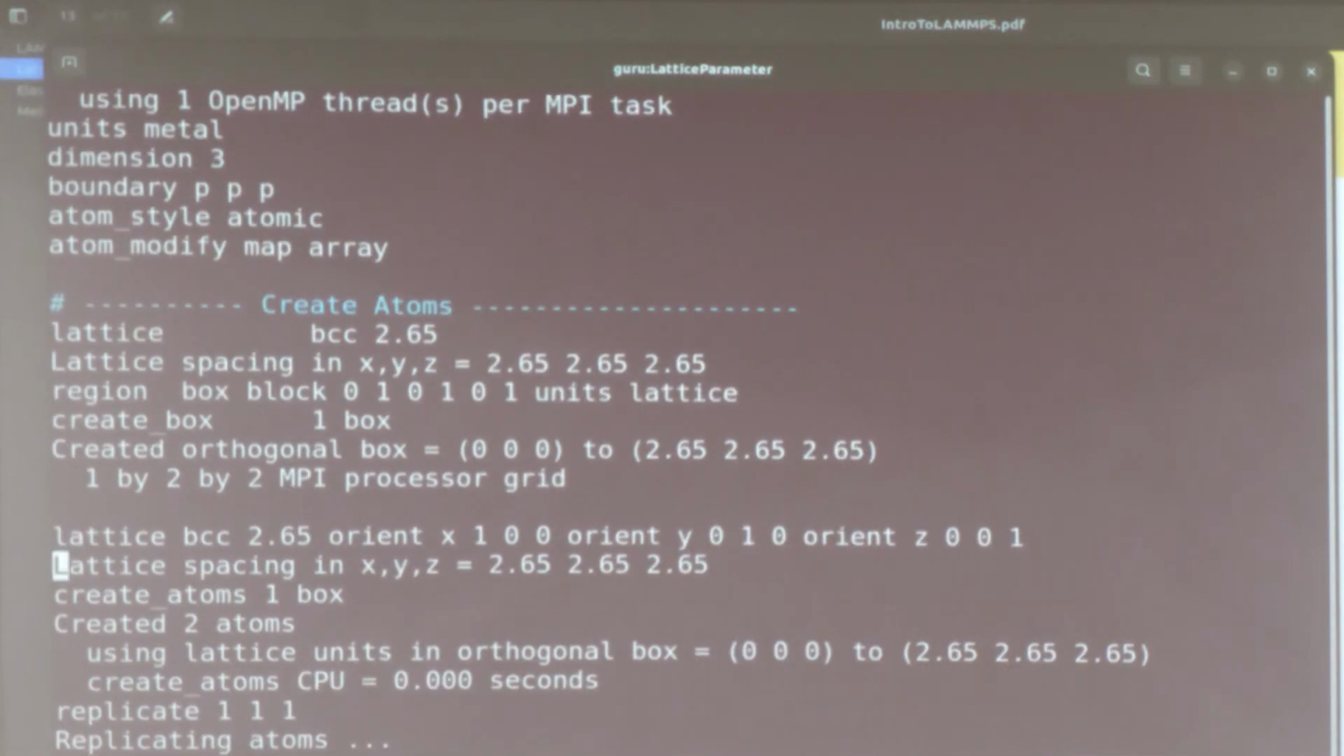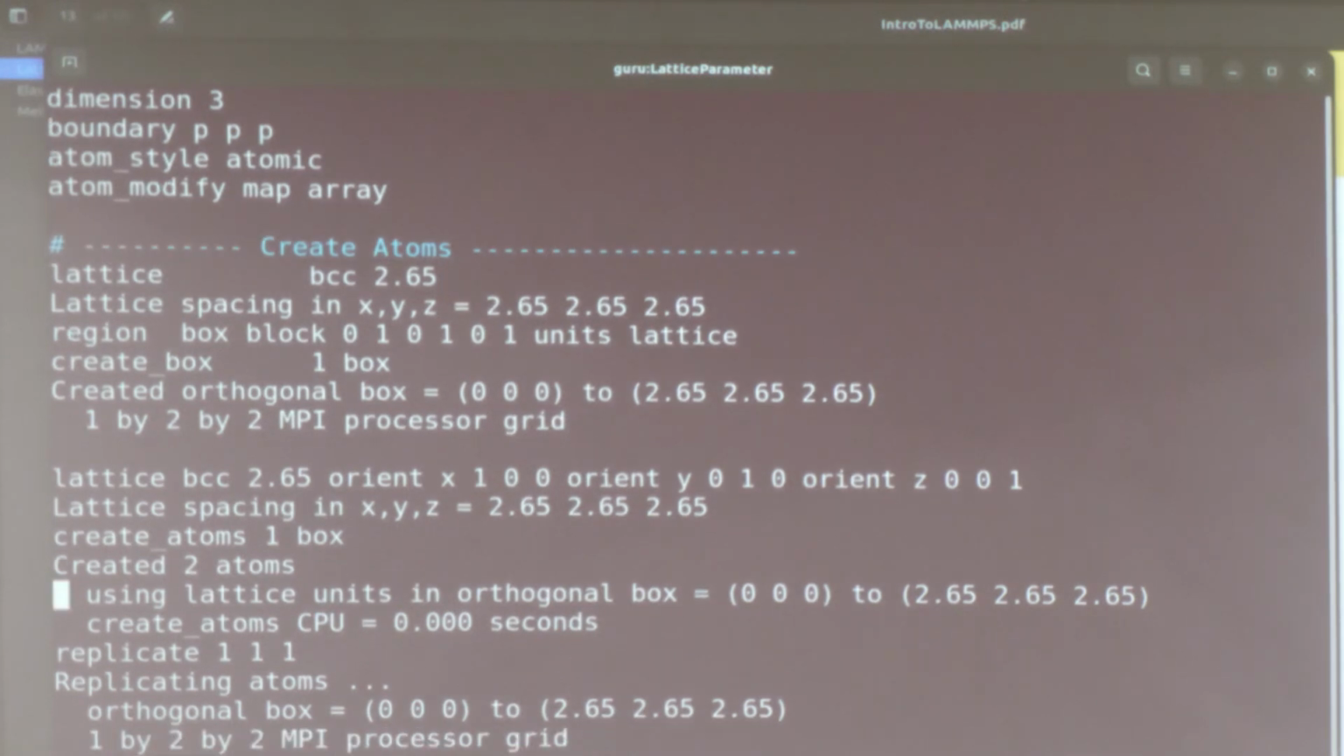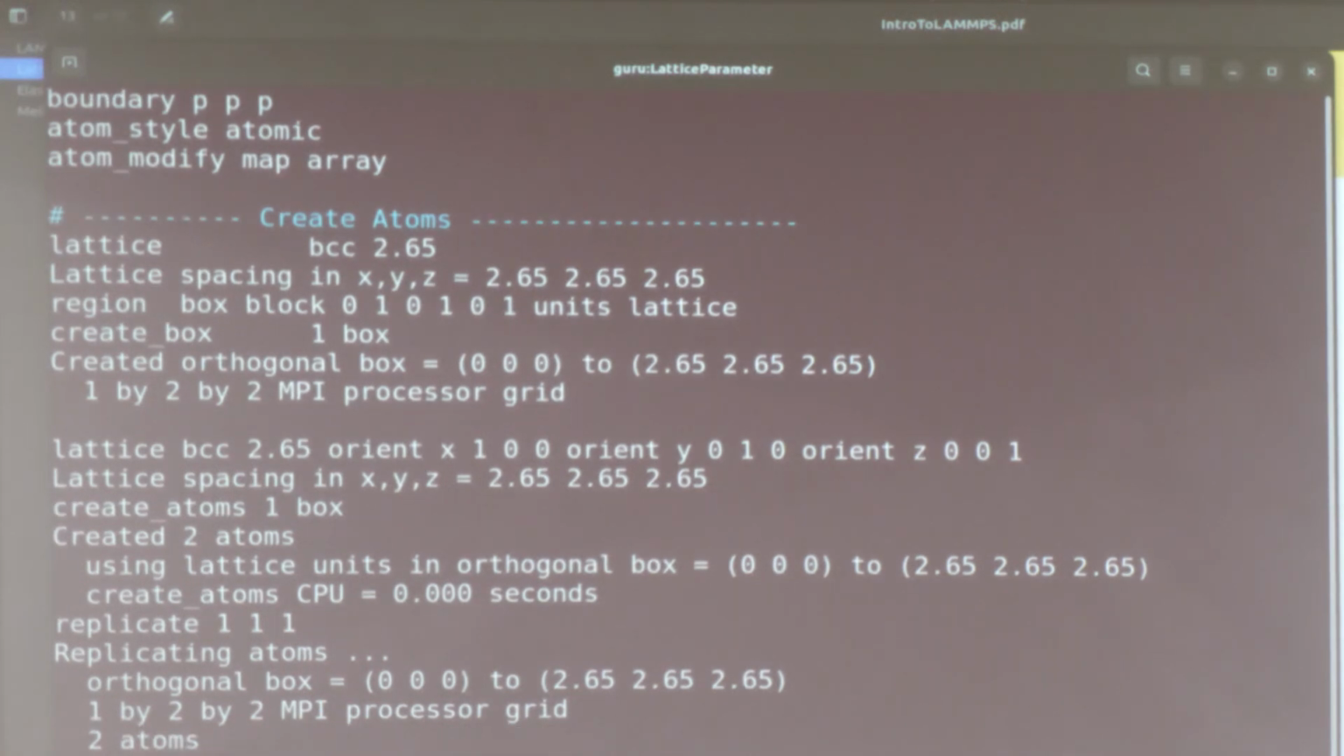And again I said orient. So, oriented, and this is the lattice spacing, and created 2 atoms, right? Again there was a question, how many? Because there is only 1 unit cell, 2 atoms. Using lattice units and the create atoms, how much time it took, that is also there in CPU, 0.000 seconds. This is a small code, nothing, right?